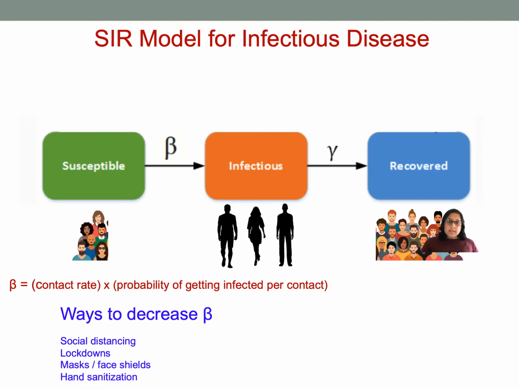So what are the ways to decrease it? Well, social distancing decreases the contact rate. Lockdowns decrease the contact rate. Masks and face shields and hand sanitization decrease the probability that you're going to get infected per person that you meet. So these public policy recommendations are directly designed to decrease beta, decrease the rate at which susceptible people move into the infectious category to prevent too many people from getting infected at once.